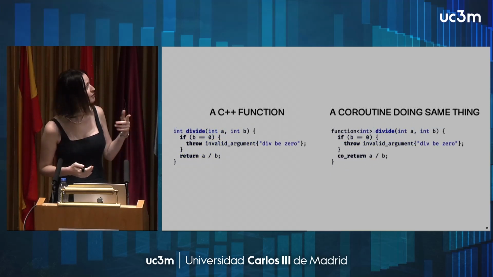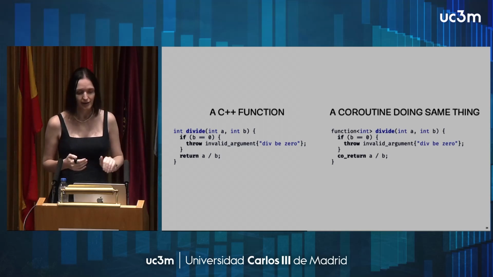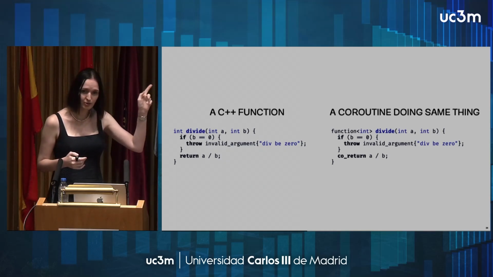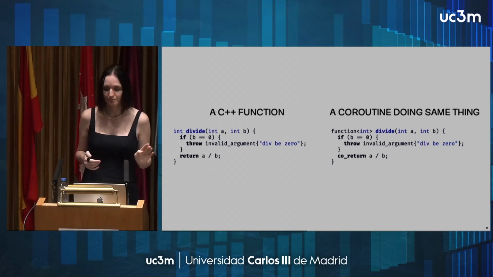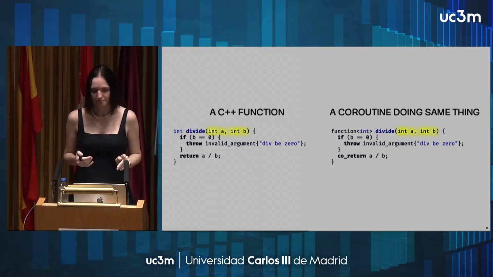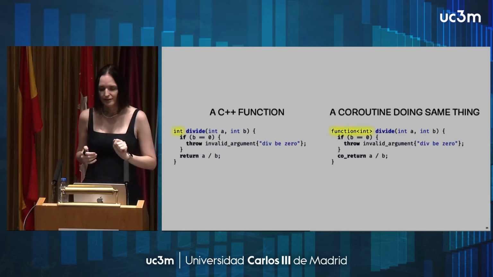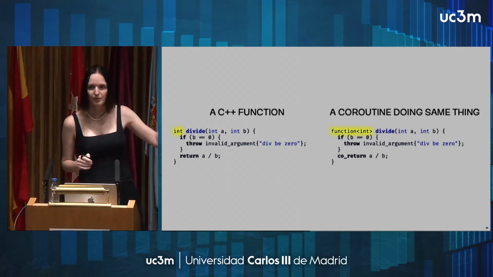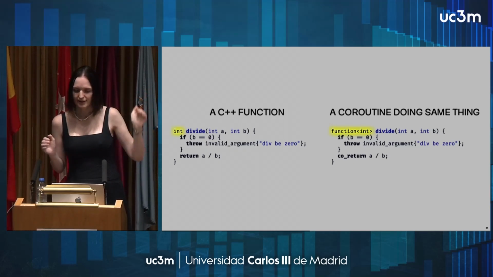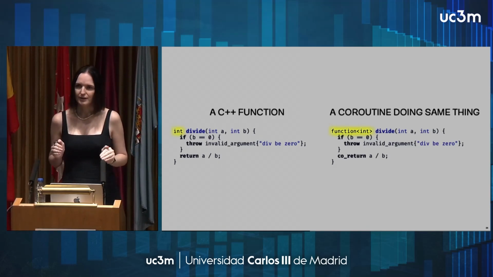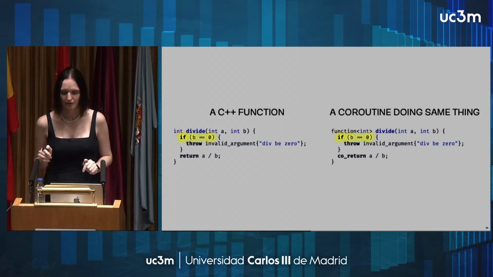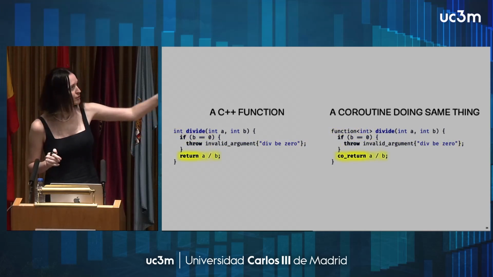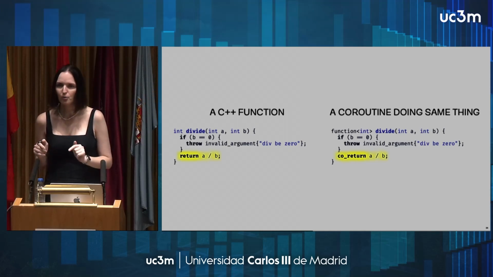In C++, we have the function on the left, divide A and B, and yes, there is an error. And how many people can see it? That's for another talk. And coroutines in C++ are marked with a type describing the coroutine, like function int, but actually for the compiler to know this is a coroutine, there is a coroutine keyword. That's how the compiler will know.